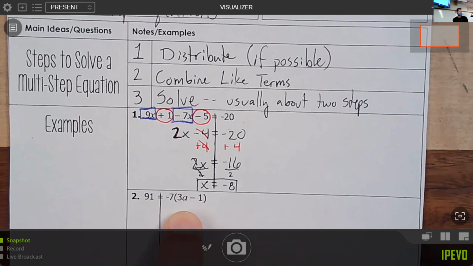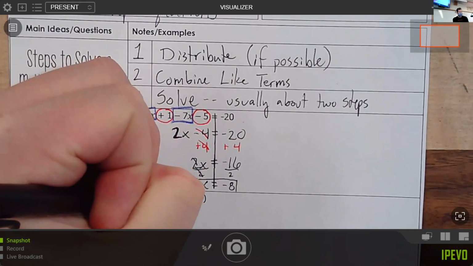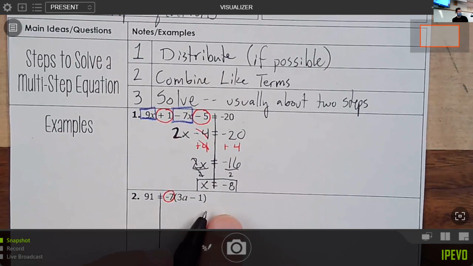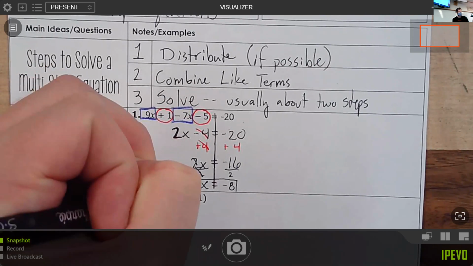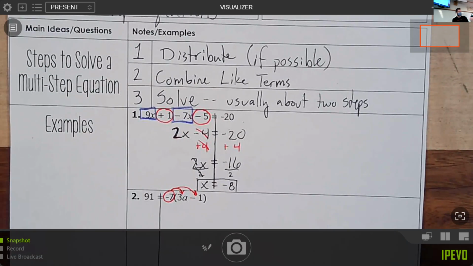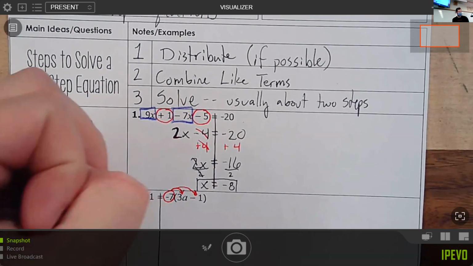So what has to happen first on problem number 2? What do we have to do first? Elle, what do you think? Yeah. We have to take our -7 and distribute it. So -7 times 3a minus 1 means the -7 multiplies by the 3a, and the -7 multiplies by the -1. So we're going to distribute that -7. Distributing means multiply to both things inside the parentheses.